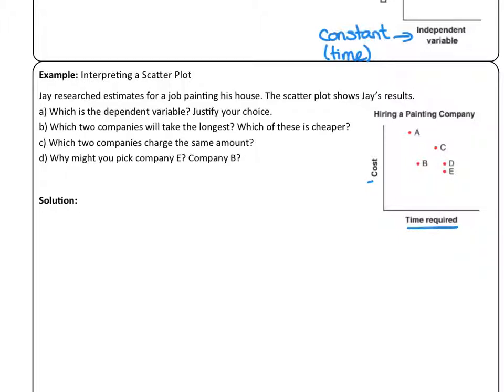Jay researched estimates for a job painting his house. The scatter plot shows Jay's results. Question A says, which is the dependent variable? Justify your choice. So the dependent variable is the one that depends on the other one. And so in this case, it's the cost. Why? Because cost depends on time.